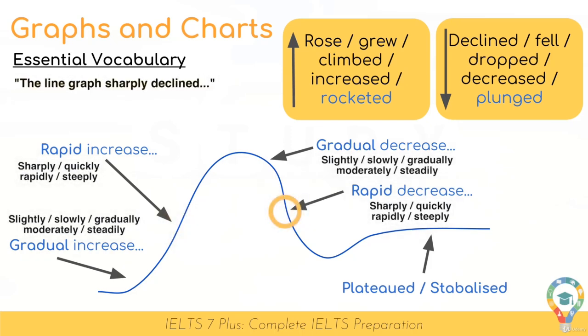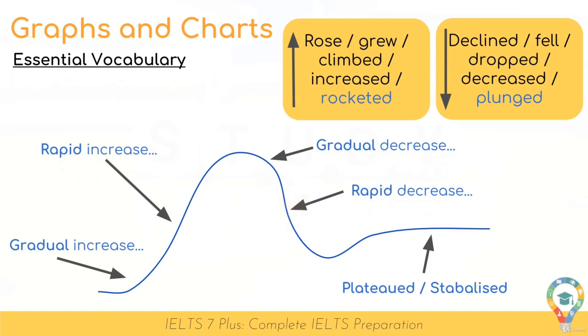You could write the line graph sharply declined, or you could also say the graph plunged. We've covered quite a few different ways in which you can use synonyms to discuss trends in graphs and charts. Before moving on, I suggest writing notes about the information that you can see before you now. Do that and then move on to the next section of this lesson.